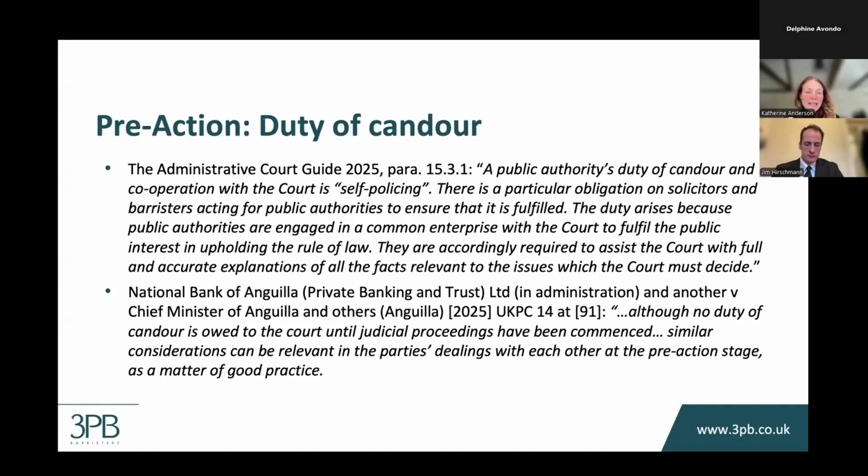And so we flag here that there's a particular obligation on solicitors and barristers of public authorities in ensuring that that duty is fulfilled. You will find that if you're instructing counsel like Jim or myself to advise you either at a pre-action stage or indeed when you're defending a judicial review claim, we are on at you to get the information. It's not simply enough to say we can't get instructions on that. The local authority has this duty.